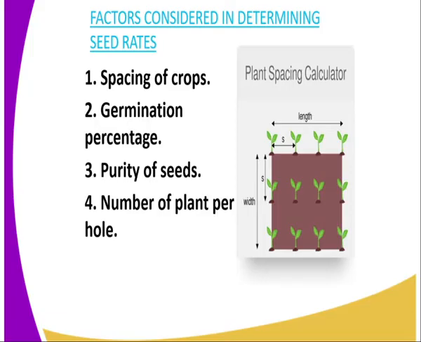Then the fourth one, we have number of plants per hole. If you use one seed per hole, it means that the seed rate to cover a given portion of land will be low. But if you use two seeds per planting hole, consequently the seed rate must also be high.